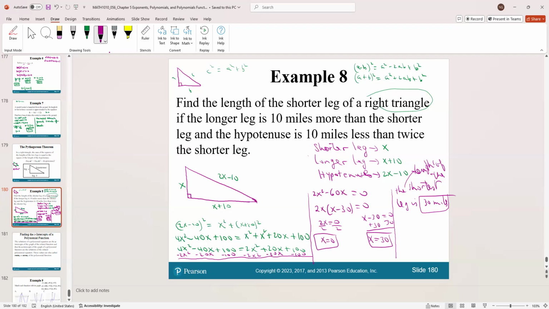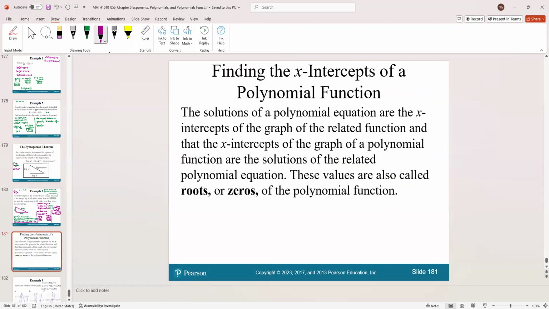One more example, right? Because the third objective was to find the x-intercepts of polynomial functions. I'm hoping you can use all these examples I covered in these sections to complete assignments and get ready for the test. But how about finding the x-intercept of a polynomial?